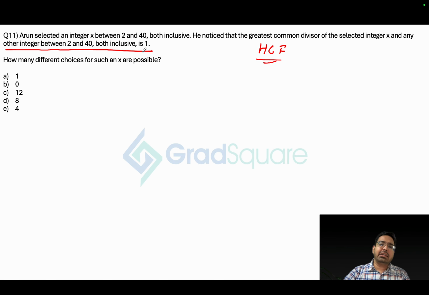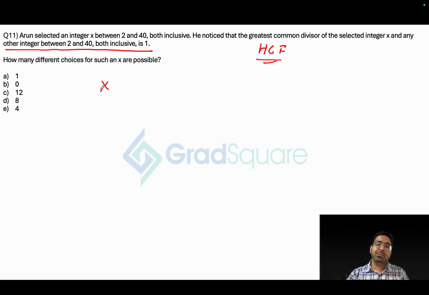That means the number x and rest of all the numbers must be co-prime to each other. Now, let's try to see how many possible values of x are there. If you take any even number as the value of x, you will realize that with all other even numbers, it will have a common factor which will be 2, right? And hence the value of x cannot be an even number.